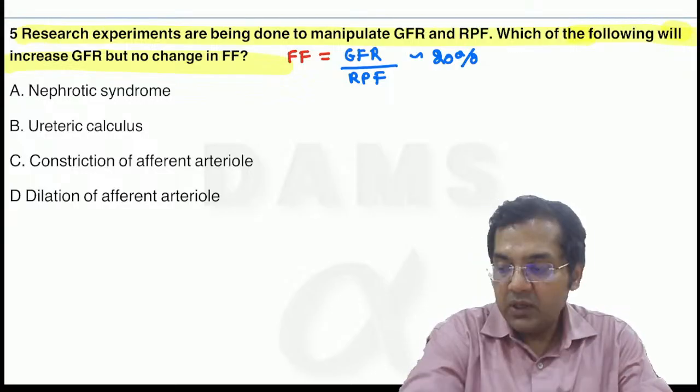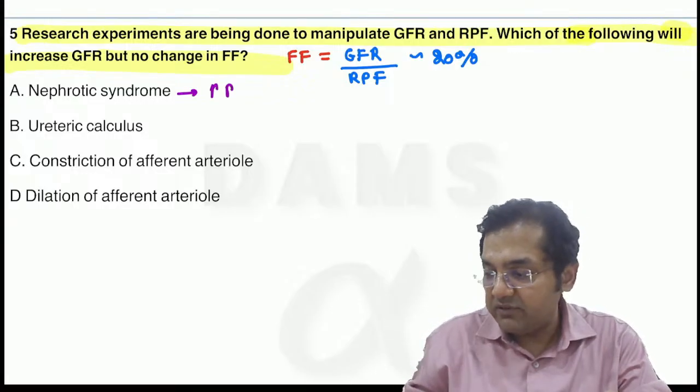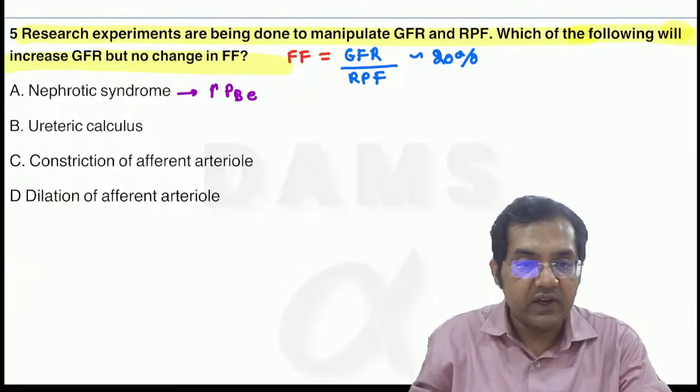Now remember, if you are having nephrotic syndrome, this will increase the hydrostatic pressure in the Bowman's capsule, which will decrease the GFR.